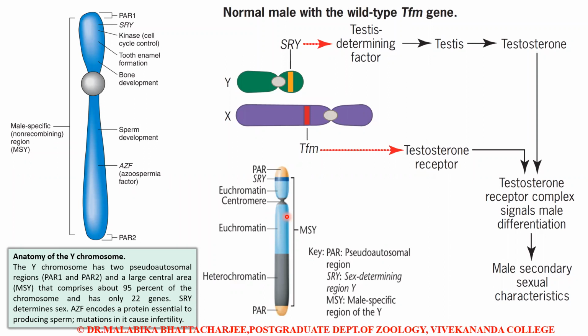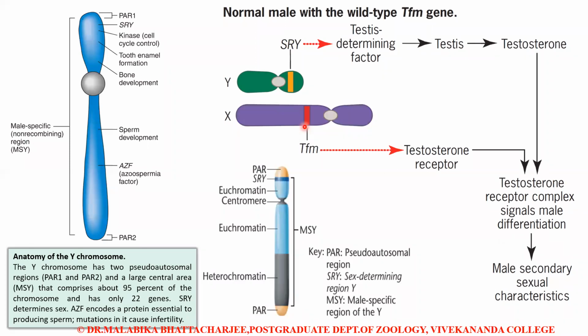That is, this gene is absent from the X chromosome. So SRY does not have a counterpart in the X chromosome. Now, if we look into this very simplified picture, as you can see, there is a specific gene which is present in the Y chromosome, and there is a gene which is present in the autosome.